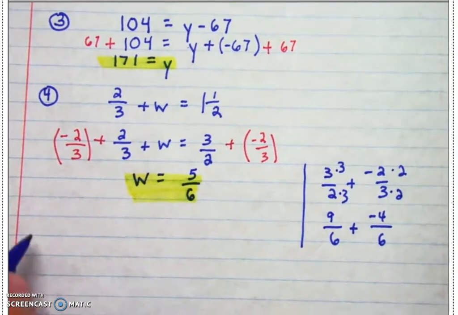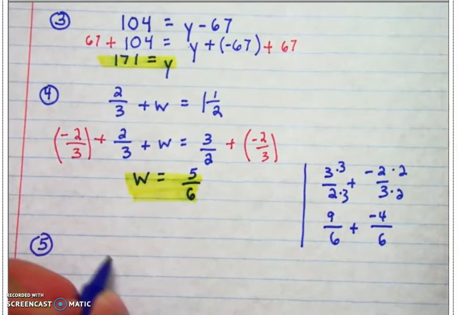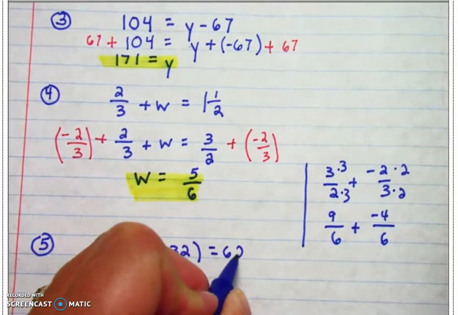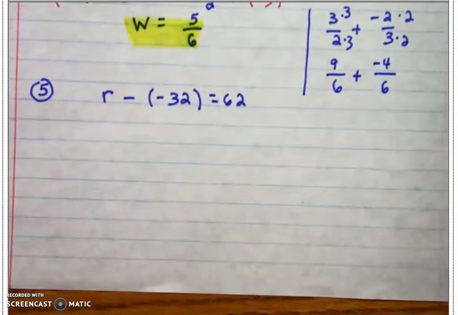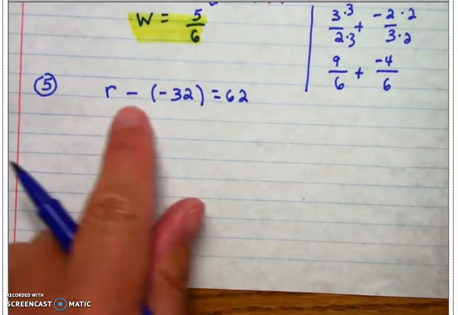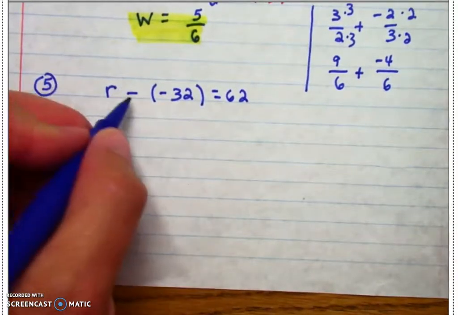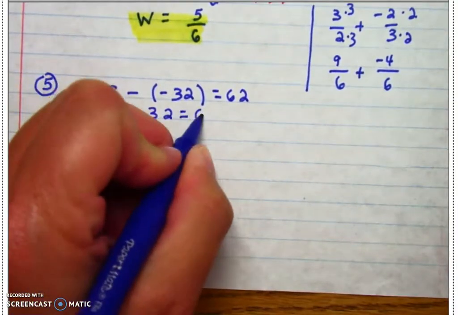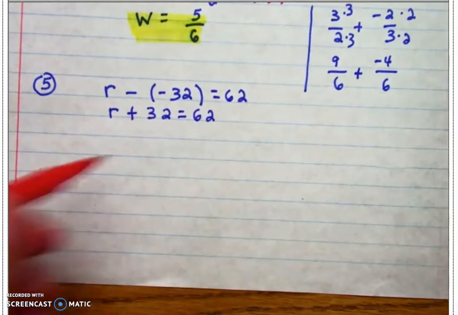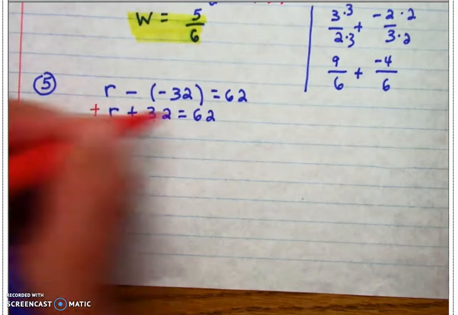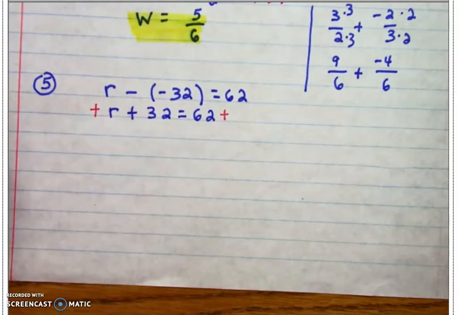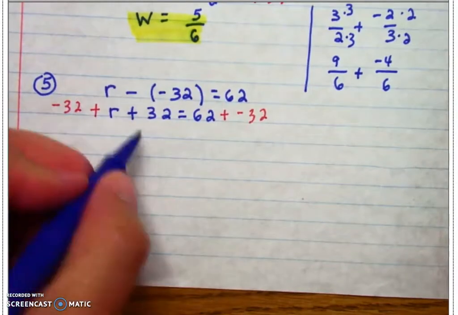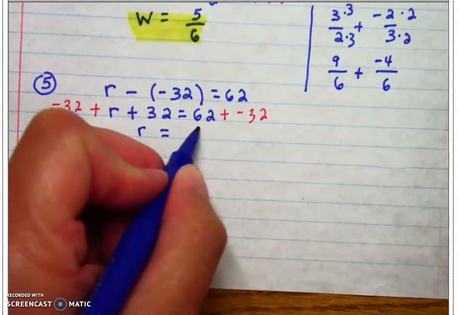Okay, I got one more. Now if you have something like this, r minus a negative 32 equals 62. We have subtraction in the problem, so we want to rewrite this as addition. Here, we change that to a plus, and then the opposite of negative 32 is positive 32. Okay, so now we need to get rid of the adding number, so we're going to add the opposite of 32, which would be negative 32. Okay, so this will give us r, and then this will give us 30.